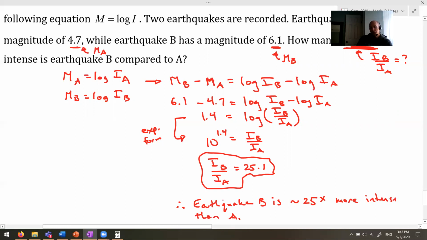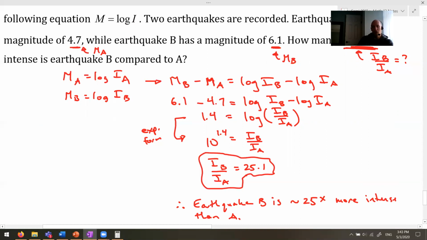Cool. Okay, so then you just take a sec and make sense of this. The common sense check is that every time the magnitude goes up by 1, the intensity goes up by 10. I hope that makes some sense, because we're taking the log of it. If the magnitude goes up by 1, the intensity goes up by 10, because the log of 10 is equal to 1. If the magnitude went up by 2, the intensity would have to go up by 100, because the log of 100 is 2, and so on.